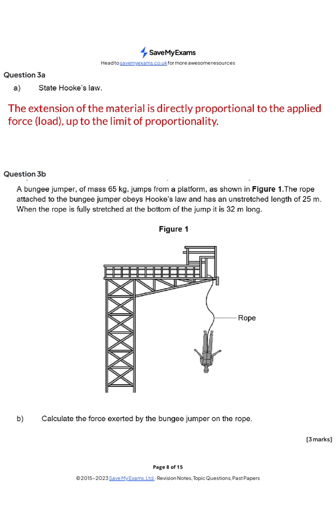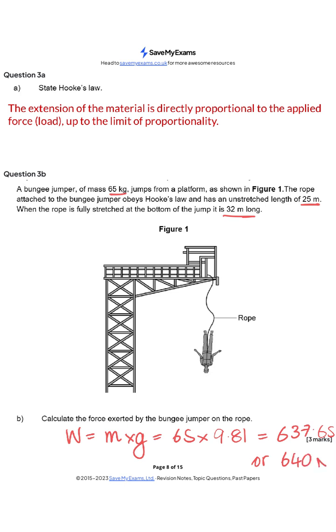In 3B, we've got a bungee jumper of mass 65 kilograms, and they start with a rope that's 25 meters and it stretches to 32 meters. First part is what force does the bungee jumper apply? That is just his weight. So mass times gravity, 65 times 9.81. That's 637.65 newtons. Or if we round it up to two significant figures, just like the question, 640 newtons.